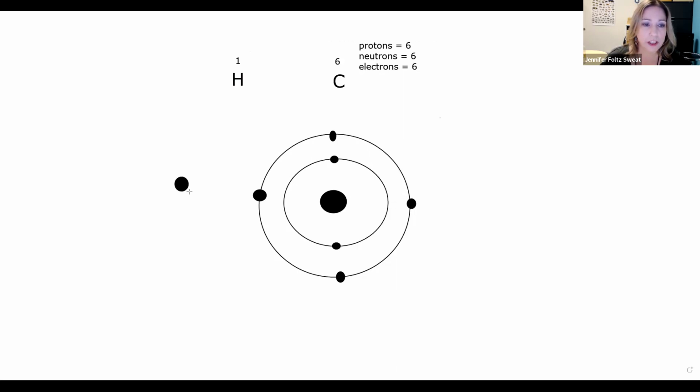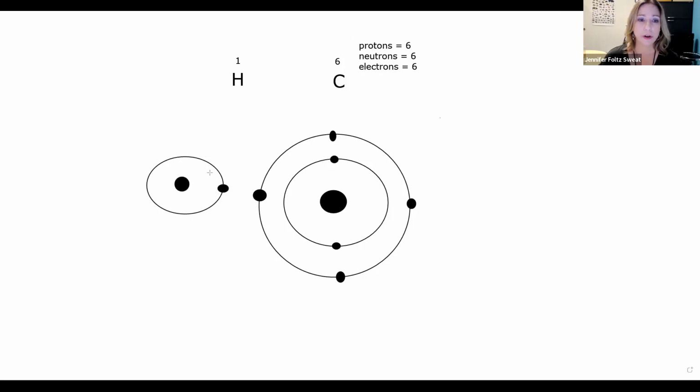This is my nucleus. Here is my electron shell. Now think about how many electrons you need in the first shell. Hopefully you remember that it's 2, but hydrogen only has 1. So hydrogen needs 1 more electron to have a full outer shell.